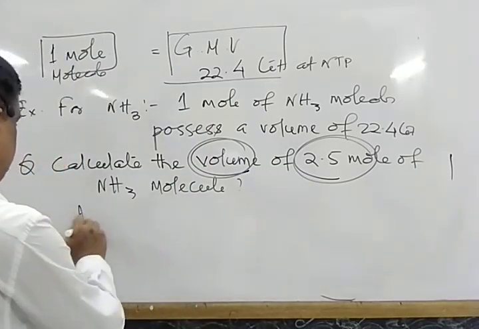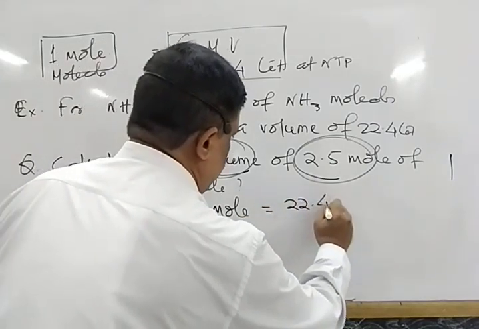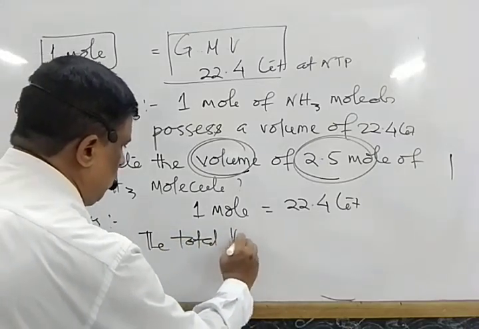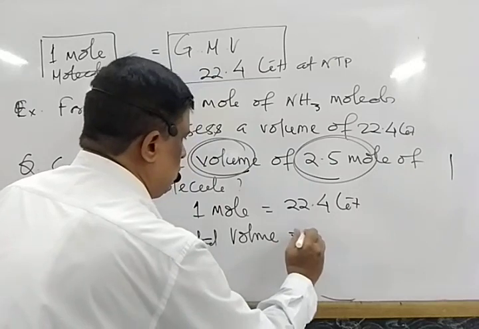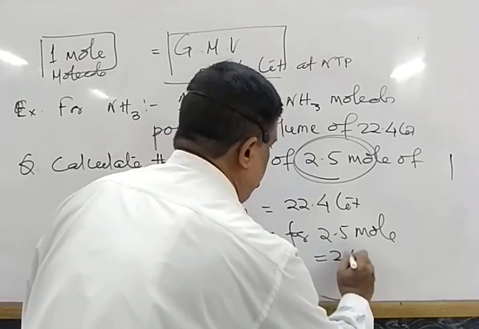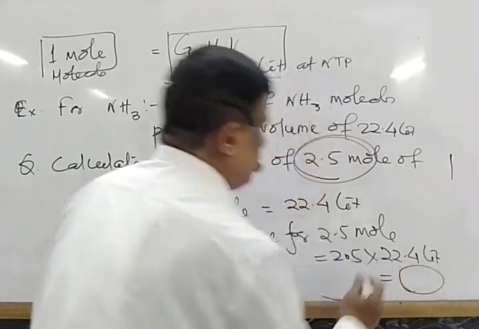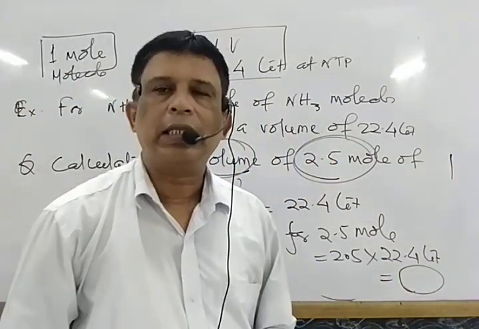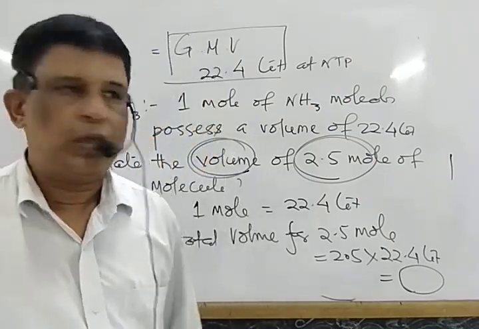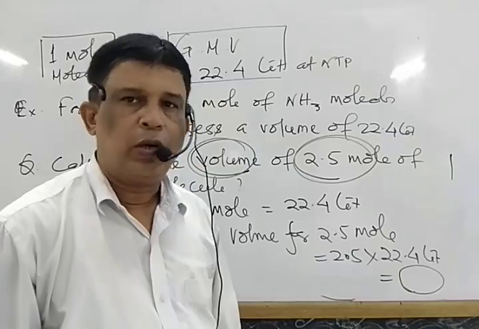That means, answer. What do we know? 1 mole possesses the volume 22.4 liter. Therefore, the total volume for 2.5 mole is equal to 2.5 into 22.4 liter. This is the answer. So it may be NH3, maybe CO2, maybe H2O, maybe any other molecule.